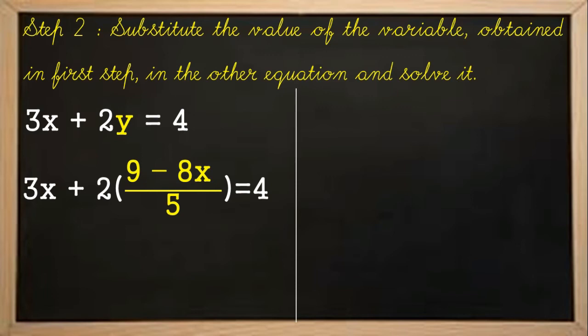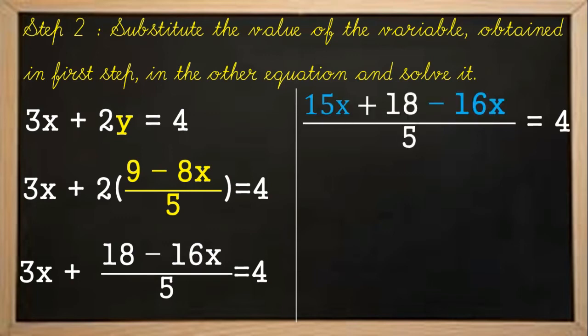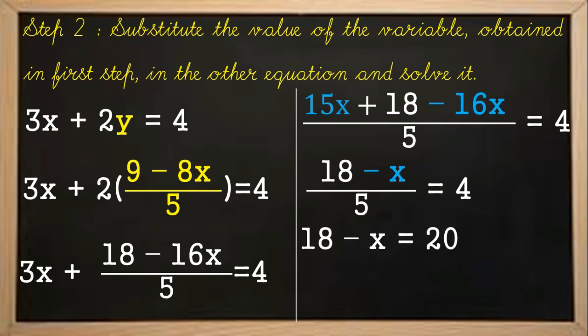3x plus 2 into (9 minus 8x) by 5. Find the product. It is 3x plus (18 minus 16x) by 5 is equal to 4. Take the LCM as 5. It results as (15x plus 18 minus 16x) by 5 is equal to 4. 15x minus 16x will be equal to minus x, that is (18 minus x) by 5 is equal to 4. Hence the value of x is equal to minus 2. This is our second step.